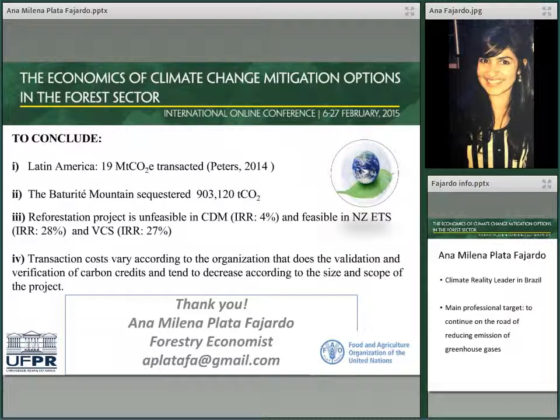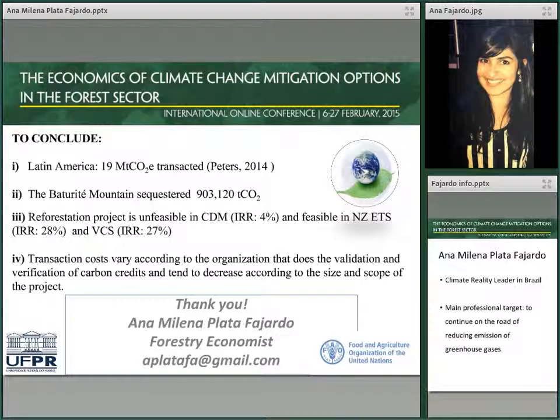The criteria of project evaluation under a discount rate of 10% and a period of 30 years show that only the New Zealand emission trade scheme and verified carbon standard scenarios are economically viable. The internal rate of return of the clean development mechanism was 4%, and compared with the discount rate, the CDM project is economically unviable.